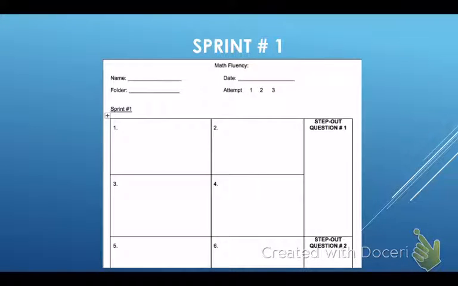Okay? Each of these forms will include a couple things that you need to write down. Number 1, your name goes at the top. Okay? As you can see, there's your name. Your folder for this one is order of operations. Okay? You can go ahead and put that in. You may also put the date and your attempt. This is my first attempt, so I would circle number 1.